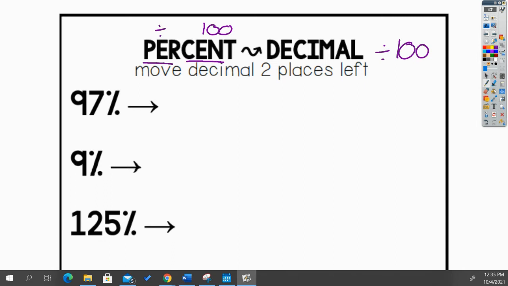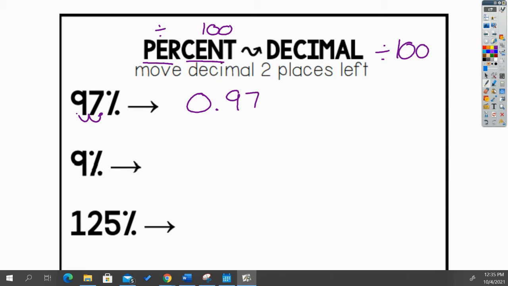So right now I have 97%. And even though you cannot see it, there's a decimal all the way in the back. If you don't see the decimal, it's all the way to the right. Now we're going to move that decimal 2 places left. 1, 2, and now my decimal is in front of the 9. 0.97. And that's all we're doing.